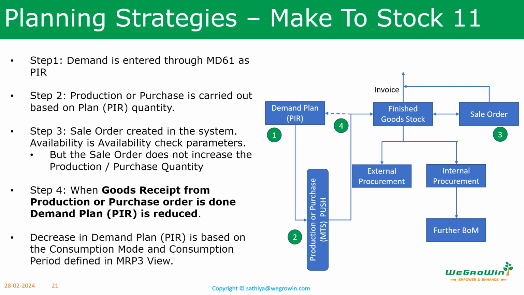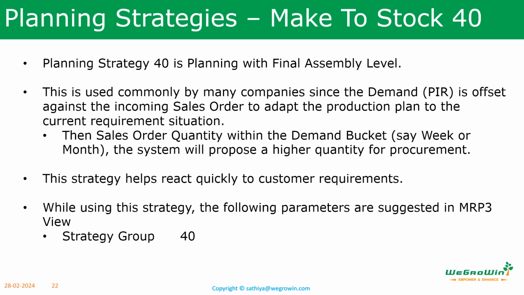In case of make to stock 10, it was based on the goods issue for sale order, but here it is based on the production receipt. And again, the decrease in the demand is based on the consumption mode and the consumption period defined in MRP3 View. We will discuss it later.